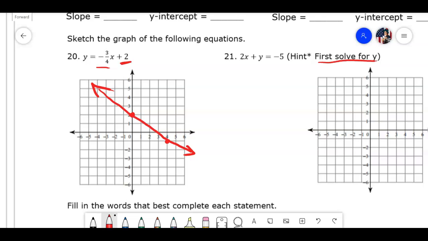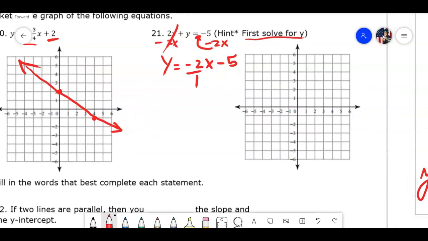21, first we want to solve for y. So if I move over that x, minus 2x, remember it goes in front of the b. So y equals negative 2x minus 5. And you want to put that over 1. And again, we grab the b first, the negative 5. And then our slope is negative 2 over 1, which is down 2 over 1. You could also think of it the other way around, up 2, left 1. Okay? But either way, you should get this line.